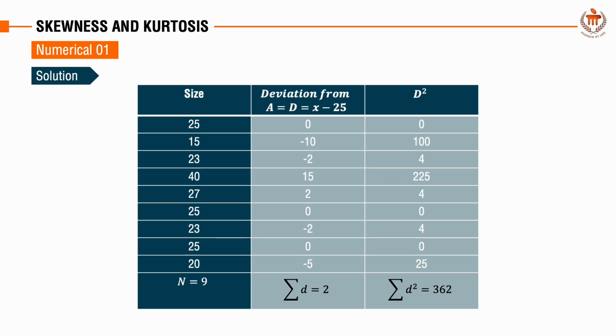The summation of d we got here is minus 2. So if I do the sum here, minus 10 minus 2 is minus 12, minus 12 plus 15 is 3, 3 plus 2 is 5, 5 minus 2 is 3, 3 minus 5 is minus 2. So the sum of d is minus 2 and the sum of d square is 362.